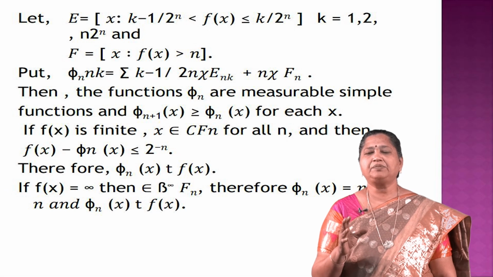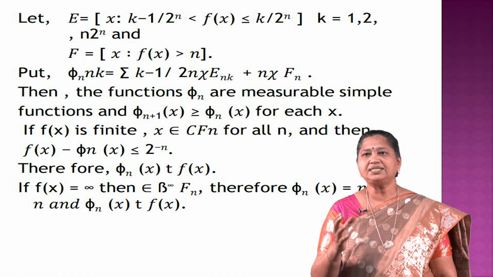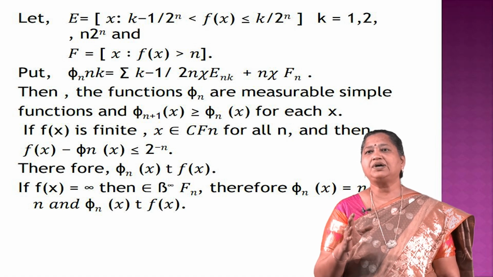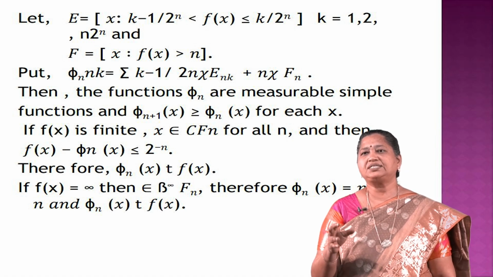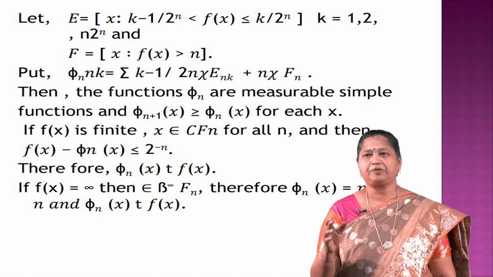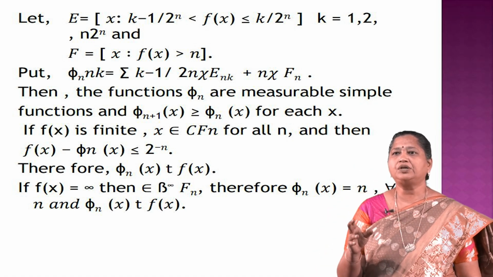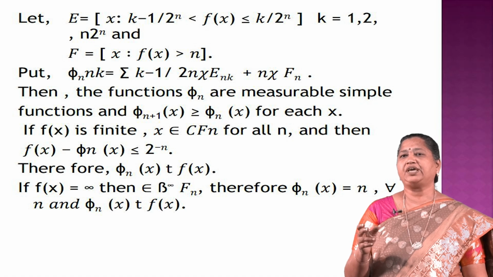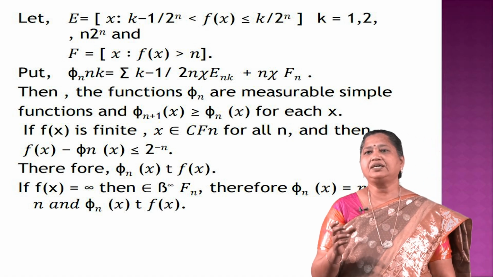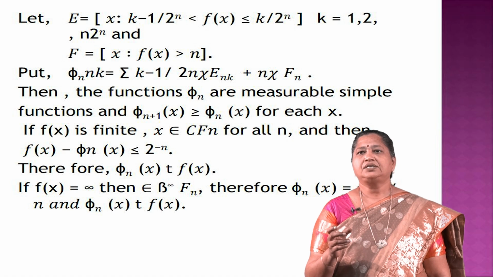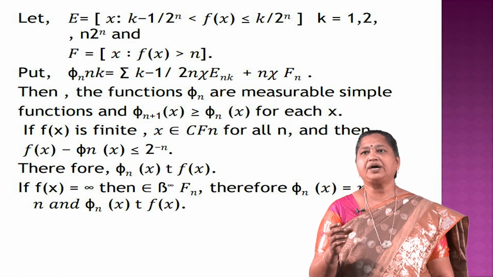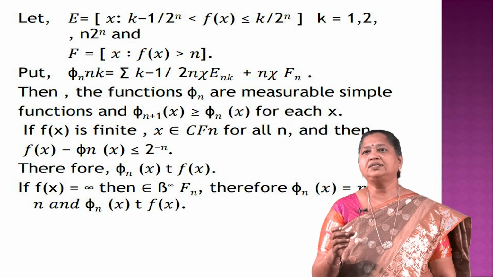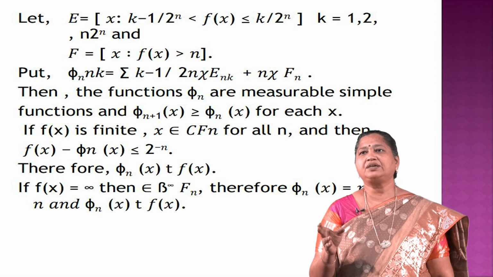Given f, a non-negative measurable function, let us construct the measurable sets E_nk equal to the set of x such that (k minus 1) by 2 power n is less than or equal to f of x, which is less than k by 2 power n, where k equals 1, 2, 3 and so on up to n times 2 power n, and F_n equal to the set of x such that f of x is greater than or equal to n. So let us put phi n equal to the summation over k of (k minus 1) by 2 power n times psi of E_nk, plus n times psi of F_n.